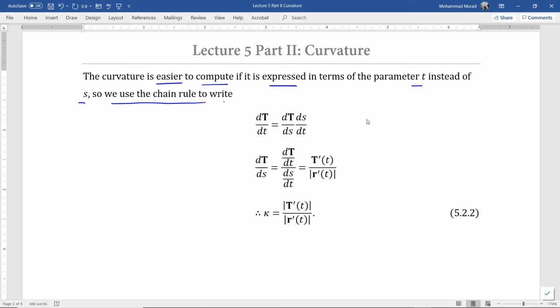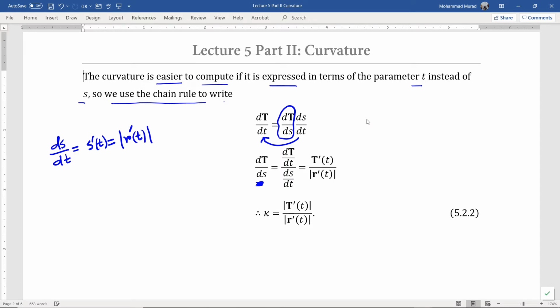Therefore, the quantity here is equal to dT/dt divided by ds/dt. We just divided the equation by ds/dt. Recall that ds/dt, in other words s prime of t, is by definition equal to the magnitude of the vector r prime.